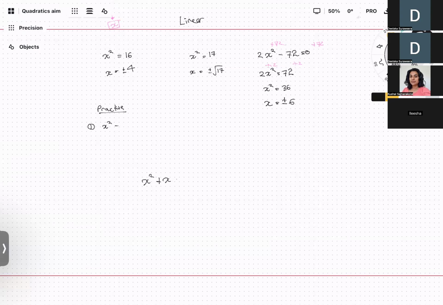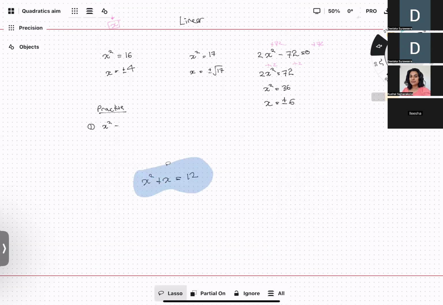Like if I say x squared plus x equals 12. How do you solve this? It's tricky. That's all I can say. Right? X squared plus x equals 12. It's tricky.